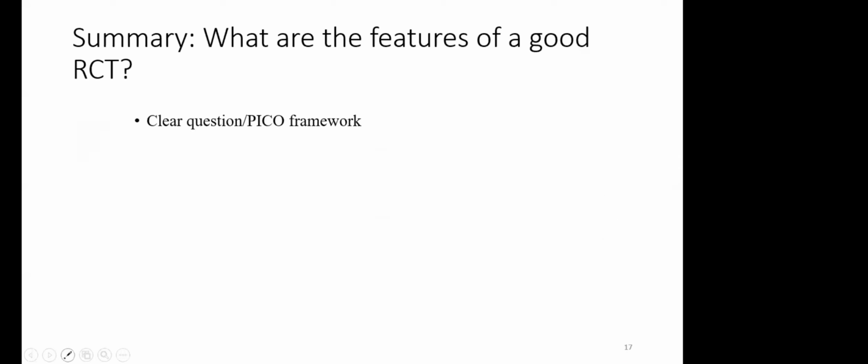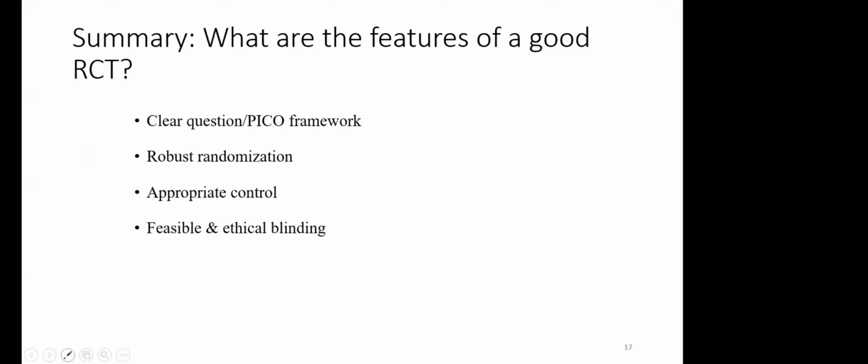So in summary, what are the features of a good RCT? One, a clear question that is defined by a clear PICO framework, as we saw. Robust randomization, appropriate controls, feasible and ethical blinding, pre-specified outcomes, and transparent reporting. If an RCT ticks all or most of these boxes, then it is considered a good quality RCT.